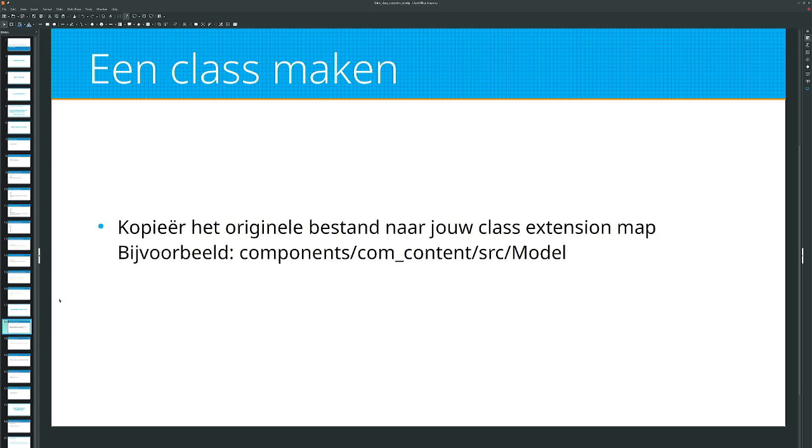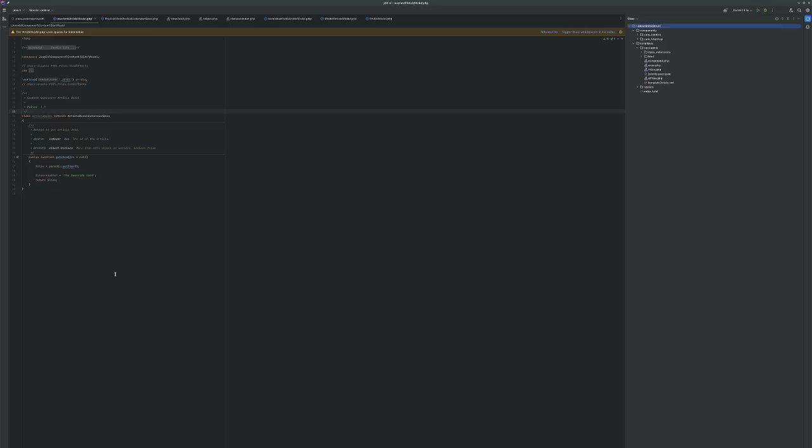After you've done that, you have to copy the original file to the class extender location that you have defined in the plugin. So in this case, the original file is in components content source model that I can show you. This is very small.